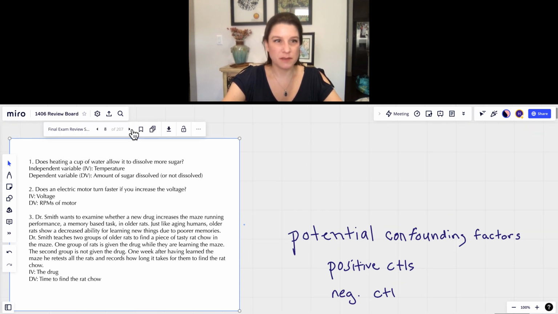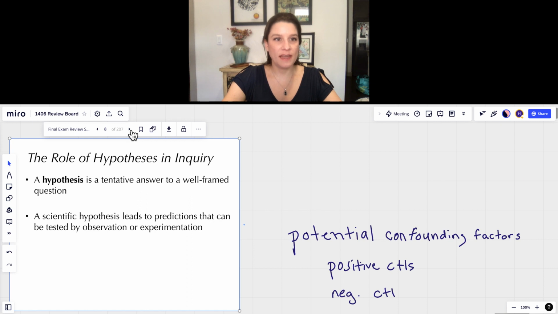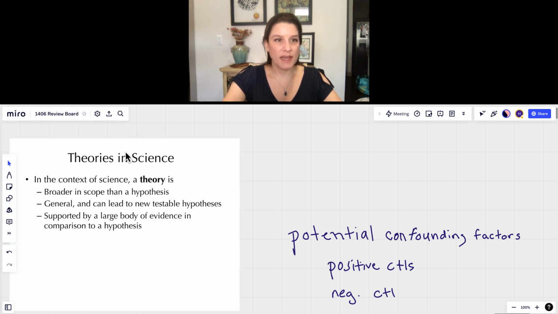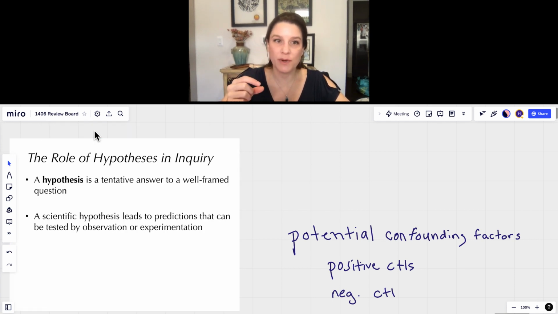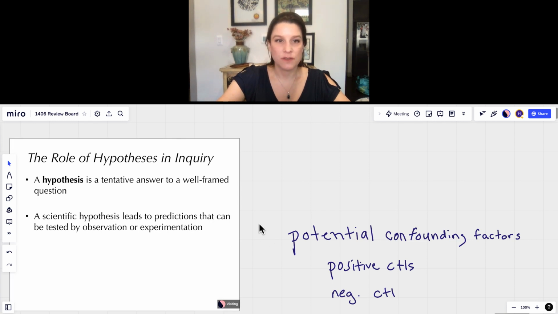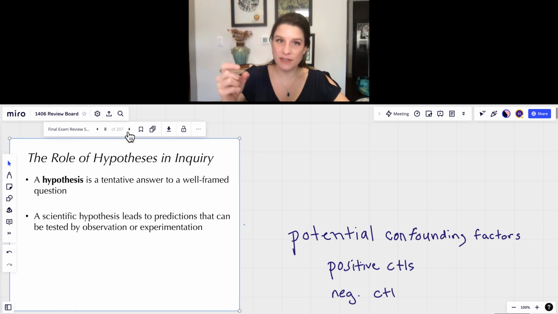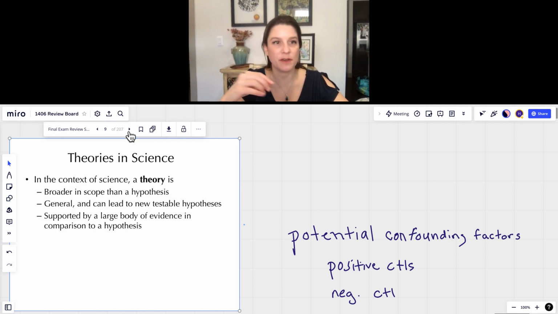So I'm going to be on page 8. So hypothesis is that answer, the tentative or temporary answer to the question. So you have a question, and that's your temporary answer. So it's narrow, right? Like lactase is a linkage specific enzyme. That would be your specific kind of question. That's your hypothesis. Then we go to page 9.